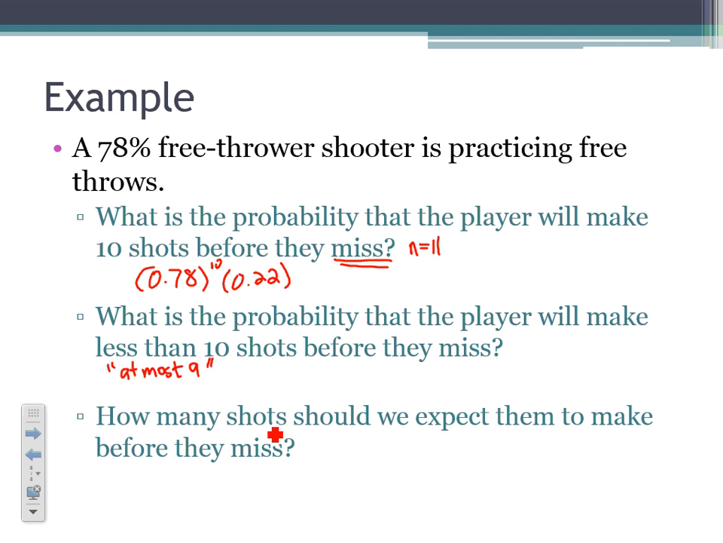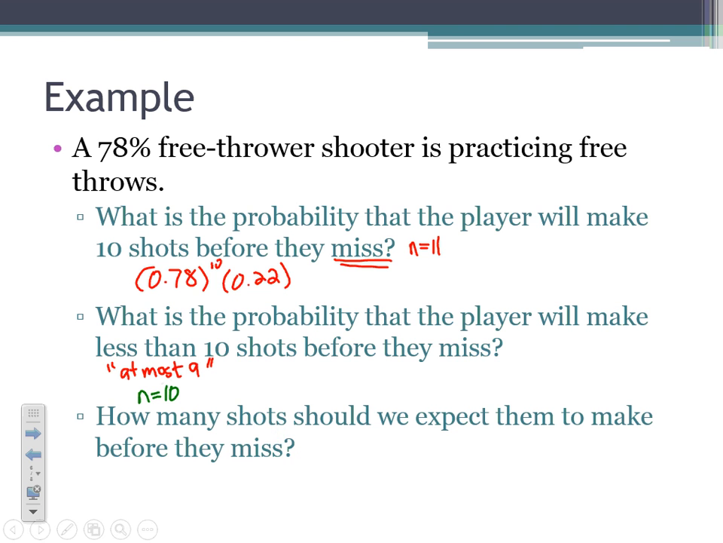So this means they're going to make at most 9 before they miss. So if I set this up then, that means at most 9. That means at a maximum, I'm going to attempt 10 shots. Right? Now, why am I going to attempt 10 shots? Because we want them to make less than 10 shots. So they're going to make at most 9, but then I need that 10th shot to be that first miss.